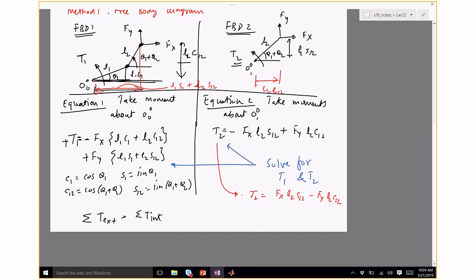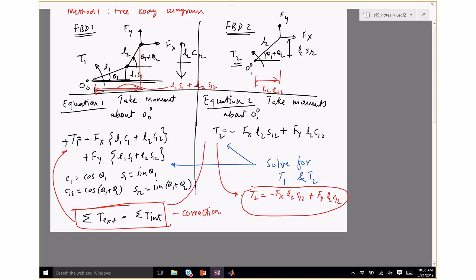So the answer here is T2, for example, is minus fx plus fy. So this is the right answer, and not the one I had. The one which I had previously had a switch in the signs. The negative was positive in my earlier version. So this is the correction, which I've incorporated here and then here.